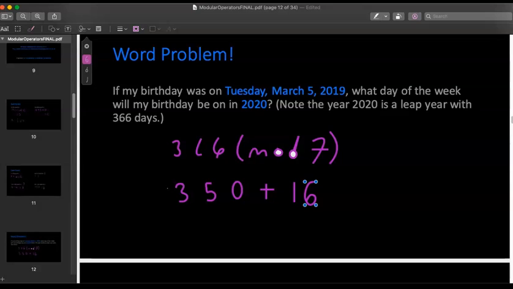Because when we used our modular addition, we can put numbers together, but we can also take numbers apart and use the same methods that we just used. So Wes was completely correct by breaking this 366 into 2 parts, the 350 and the 16, and then we got 2. So this equals 2. And so this means it's going to be 2 days after Tuesday. So we have Tuesday, Wednesday, Thursday. So my birthday would fall on a Thursday in 2020.